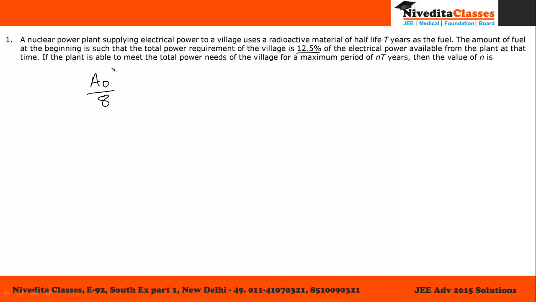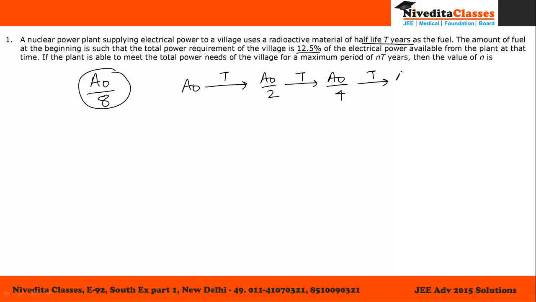So till the time we are left with a naught divided by 8, we will be able to meet the requirements of the village. Initially we have a naught, and after t years we will be left with a naught divided by 2, because t years is the half life period of the radioactive material. In the next t years we will be left with a naught divided by 4, and similarly in the next t years we will have a naught divided by 8 left with us, and beyond this point we will not be able to meet the requirements of the village.